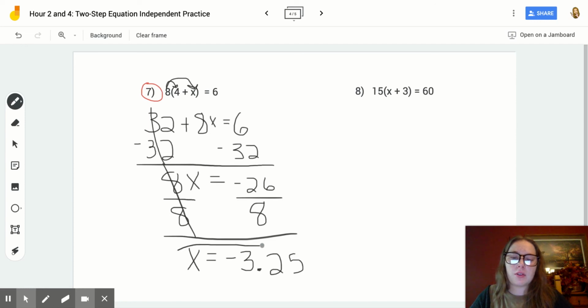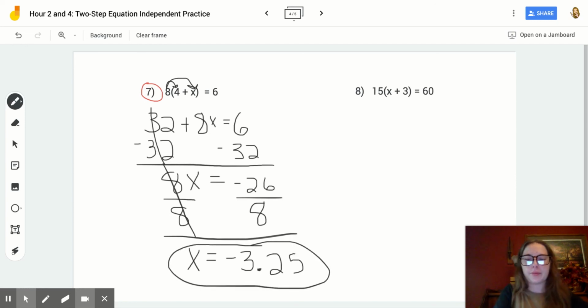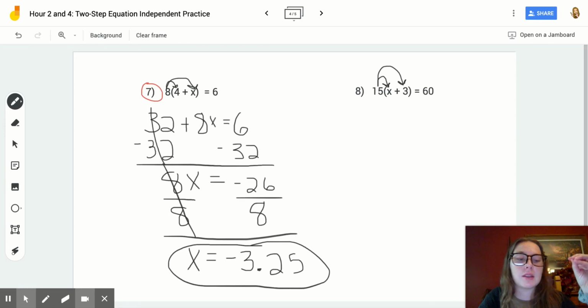So negative 3.25 as our answer. So once again, question 8 is going to be the same as question 7. We're distributing on this page. So you would distribute that 15 to the x, that 15 to the 3. Remember, using the distributive property, we want to distribute to every single value inside of the parentheses. You can't leave any of them out.